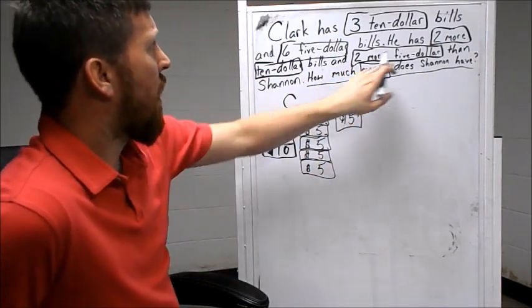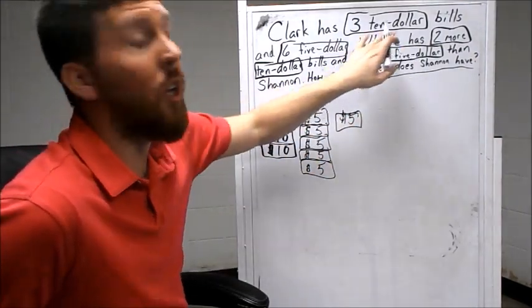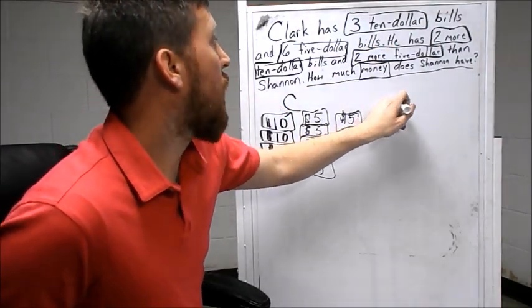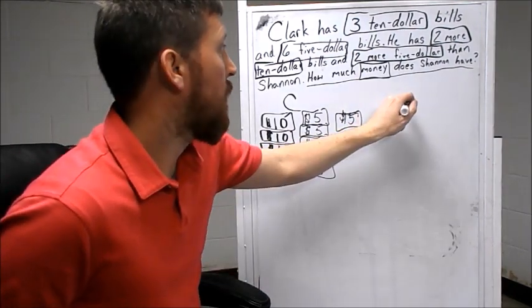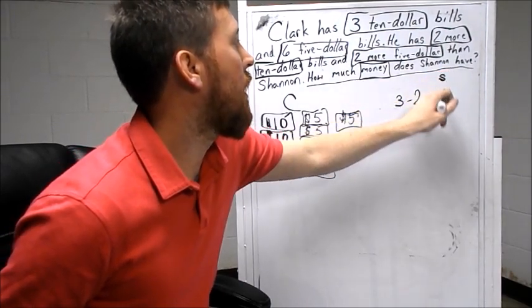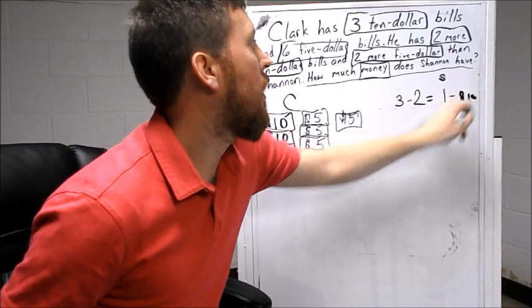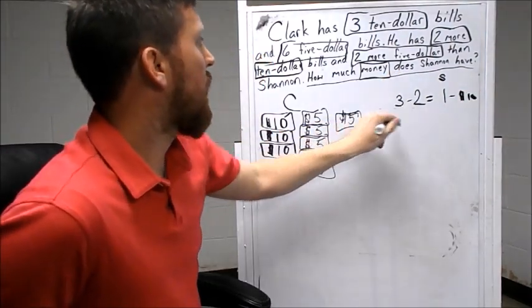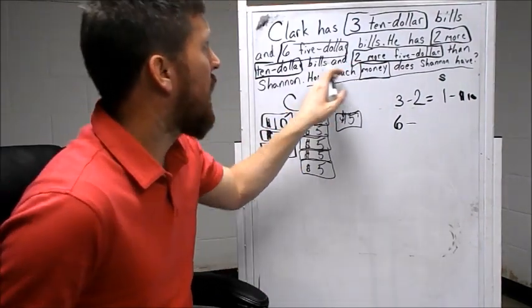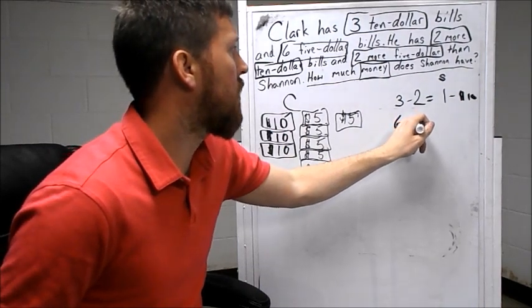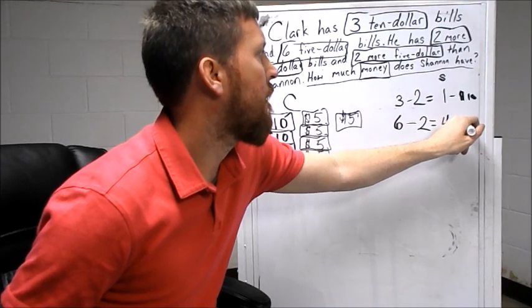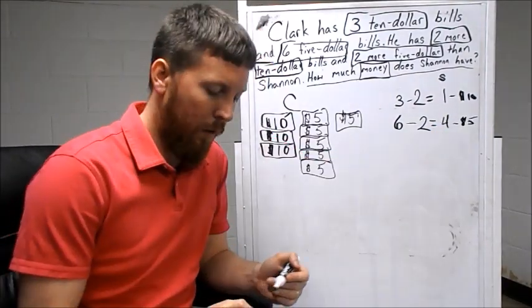Now it says that Clark has 2 more $10 bills than Shannon. So Clark has 3 $10 bills minus 2 is going to be 1. So Shannon has 1 $10 bill. And then it says that Clark has 2 more $5 bills than Shannon. So 6 minus 2 is 4. So that tells me that Shannon has 4 $5 bills.